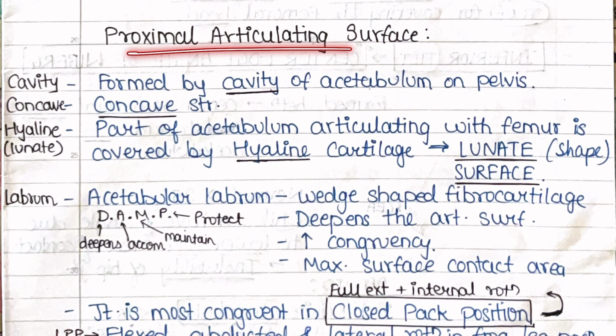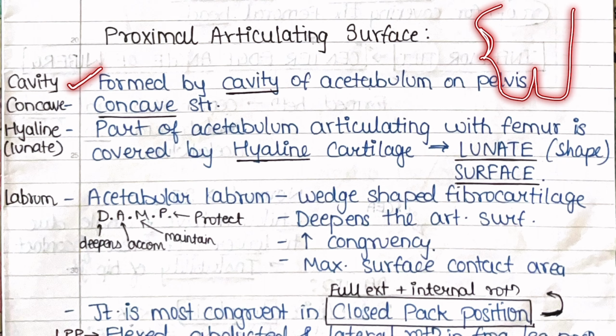So the proximal articulating surface, the cavity. As we know, the proximal articulating surface is the one near to the body, and near to the body is the pelvis. So on the pelvis, the proximal articulating surface is the acetabular fossa, the cavity which accommodates the head of the femur. This is the cavity of the acetabulum on the pelvis, which is concave in structure. It is deep, so it is concave in structure.